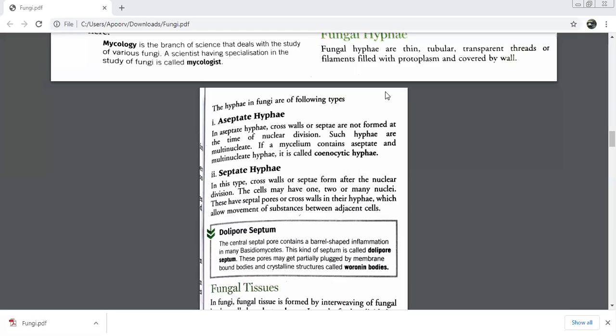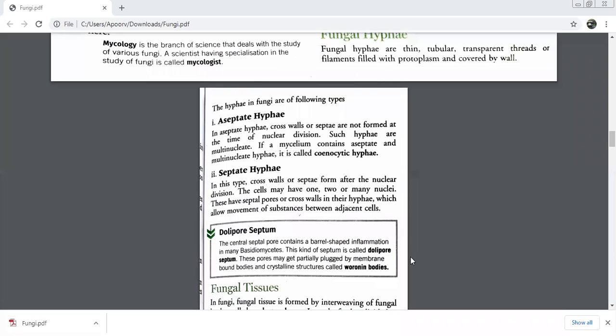See, we are talking about which kingdom? Mycota. We talked about aseptate and septate hyphae. The ones which have walls between the cells, what are they called? Septate hyphae. The pores are called septal pores. Very good.